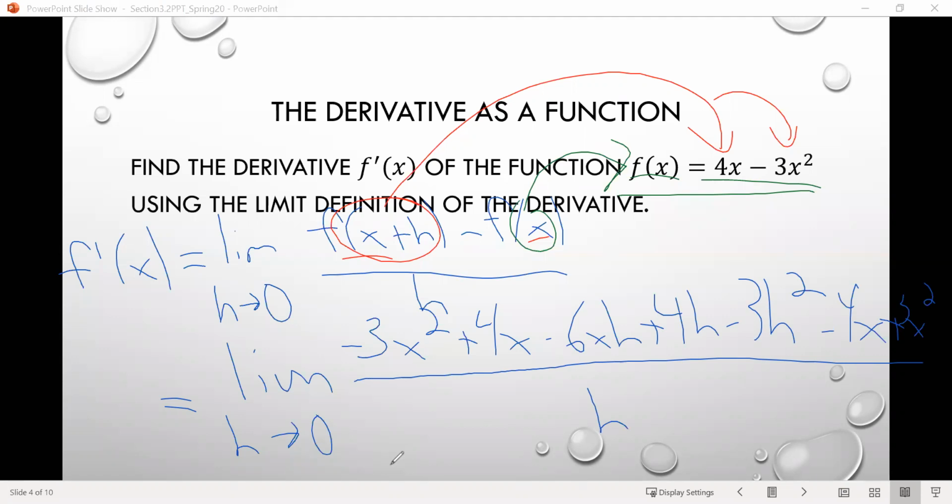And again, you could go back and check all the work on that. I'm not going to show all the details right now. And we can go through and cancel some things out. So notice we have a negative 3x squared here on the left, and we also have a 3x squared here, so those will cancel. We have a plus 4x and a minus 4x, those will cancel. And we're left with that negative 6xh plus 4h minus 3h squared. So we can erase everything else up here. They're gone now.